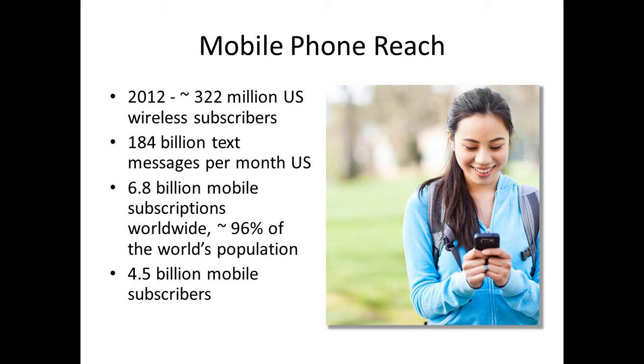So what's the reach of this, and why are we so excited about this? Probably everyone in the room knows that cell phones are pretty ubiquitous. In 2012, there were 322 million US wireless subscribers. There were 184 billion text messages sent per month in the US recently. And there are 6.8 billion mobile subscriptions. That would be 96% of the world's population if each subscription went to one person. It's probably more likely that there are about 4.5 billion unique individuals that this covers. But this is a phenomenal number of people that have access to mobile phones. And this is the way we'll connect many of these people to the internet, and for some, this may be the only way they connect to the internet.